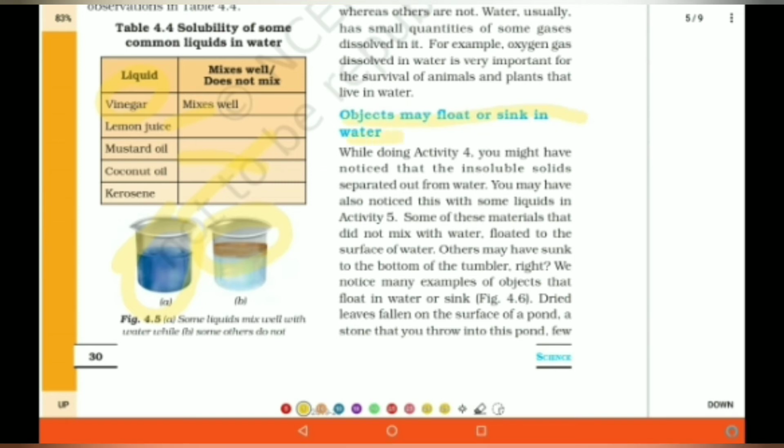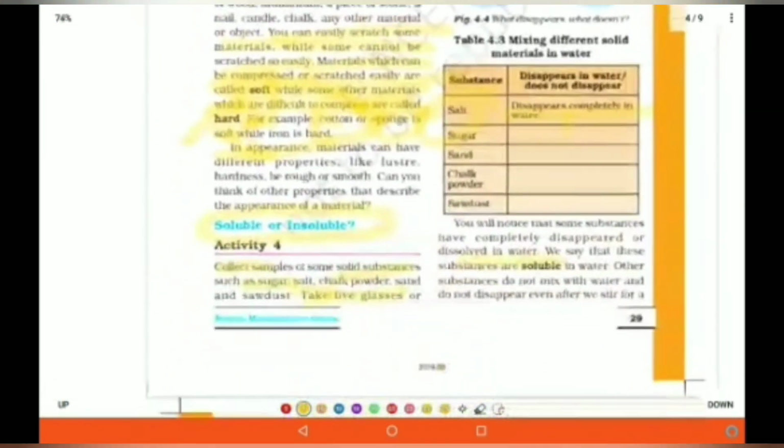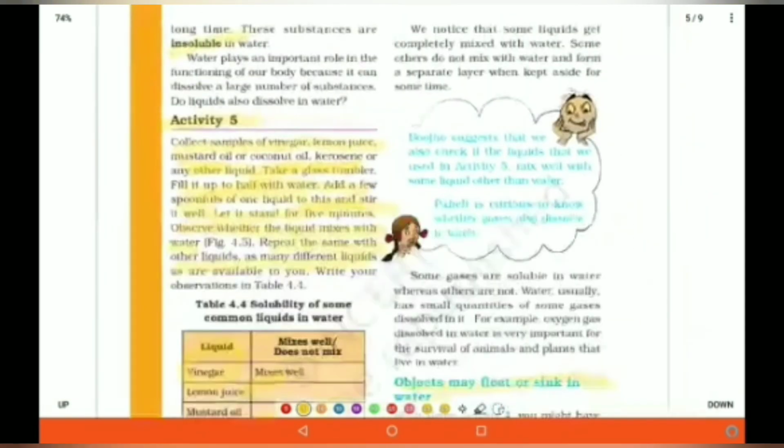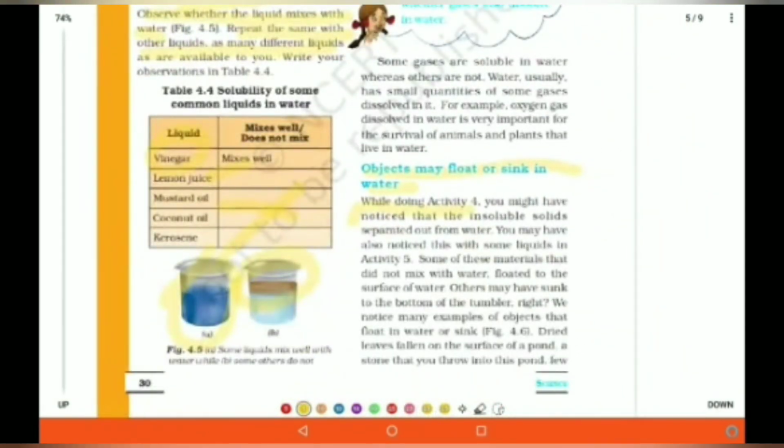Objects may float or sink in water. While doing activity 4, you have noticed that the insoluble solids separated from the water. You may have also noticed that some liquids in activity 5, right? Some of these materials that do not mix with water float on the surface of the water. Others may sink to the bottom of the tumbler, right?